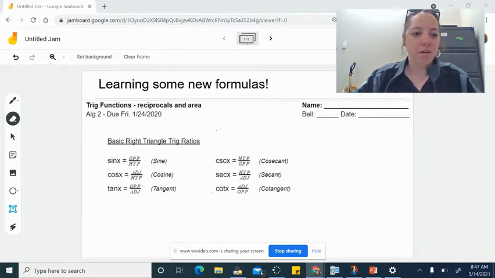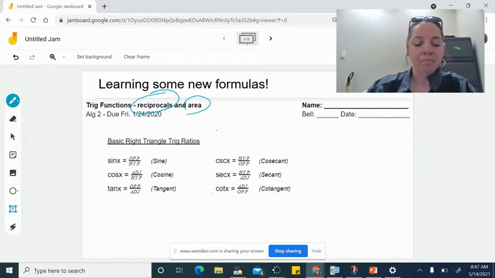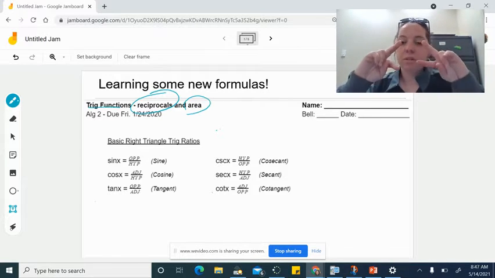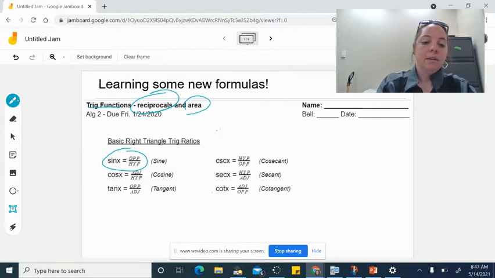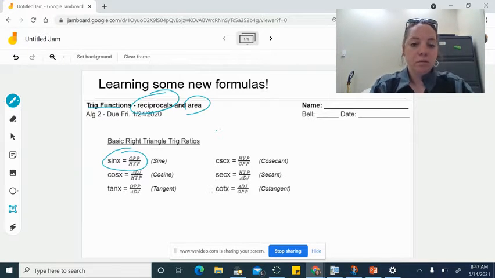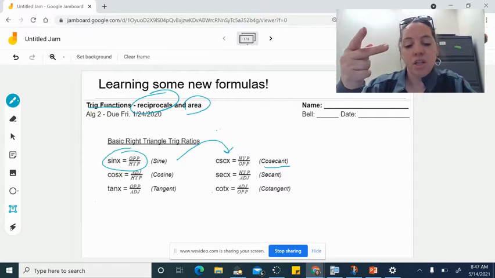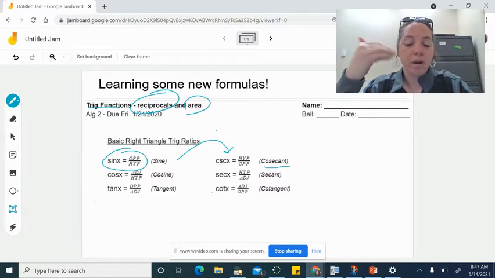Hi, we are going to talk real quick about two things, reciprocals and a new formula for area of a triangle. So, reciprocals of the trig functions. Remember, reciprocal just means flip it, right? So where sine is opposite over hypotenuse, if we talk about this new thing called cosecant, it's the flip of sine. So instead of it being opposite over hypotenuse, it's hypotenuse over opposite.